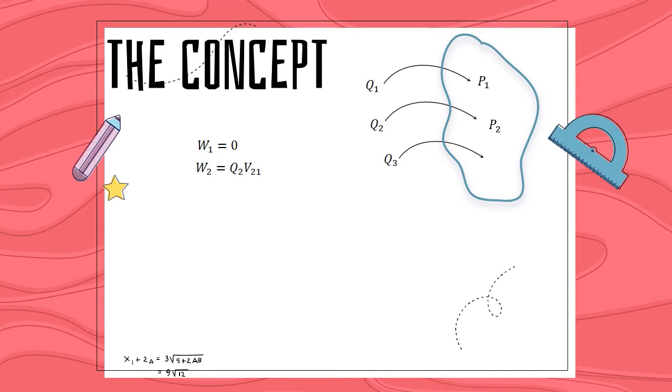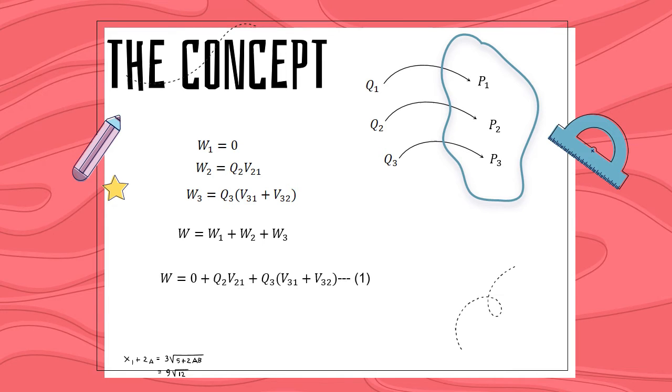So next, when we move Q3 to P3, the work done for Q3 is equal to Q3 in bracket V31 plus V32, where V31 and V32 are the potentials due to charge 1 and charge 2. Hence, the total work done in positioning 3 charges is equal to W1 plus W2 plus W3, where W1 is equal to 0, W2 is equal to Q2 V21, and W3 is equal to Q3 (V31 plus V32). We let this be the first equation.